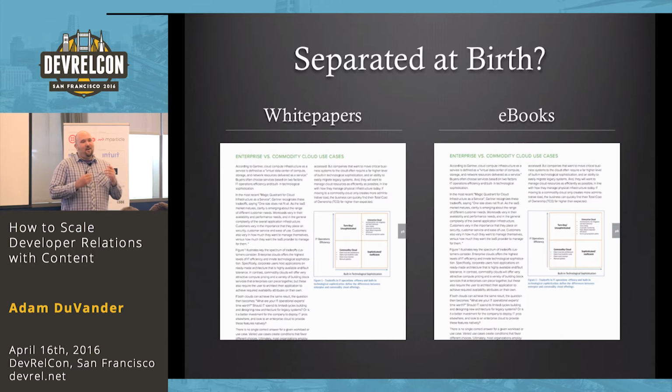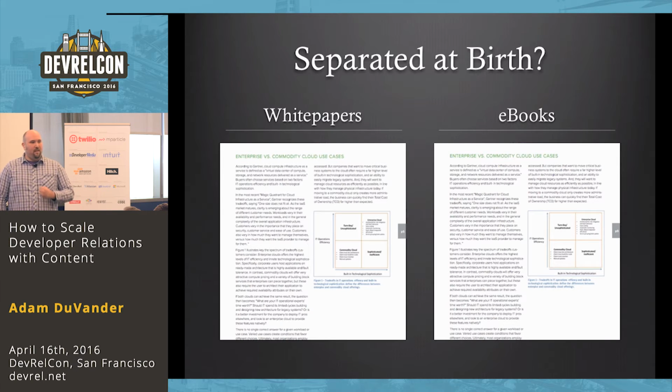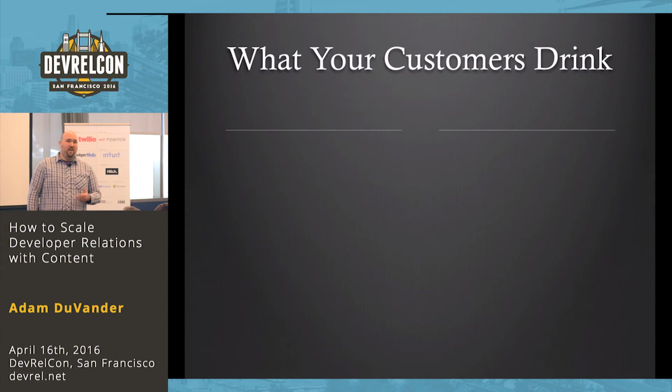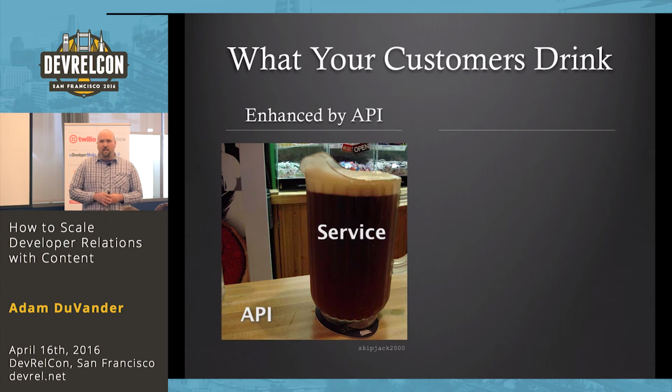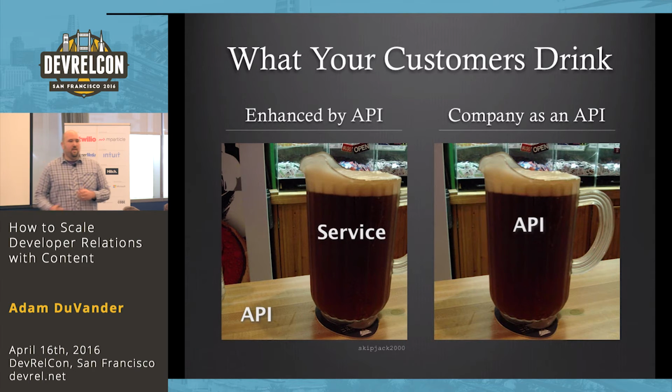But understand the audience that would use it. If your entire audience is developers, they might not want to read a white paper or an ebook. You have to know what your customers drink. And in the API world, this was mentioned briefly earlier, it comes in two flavors. You have the API as the table upon which your service, which is the beer, sits, or the entire company is the API. The API is the beer. The beer is, of course, the thing your customer wants.